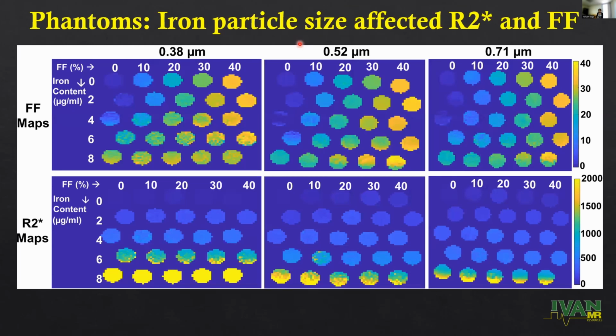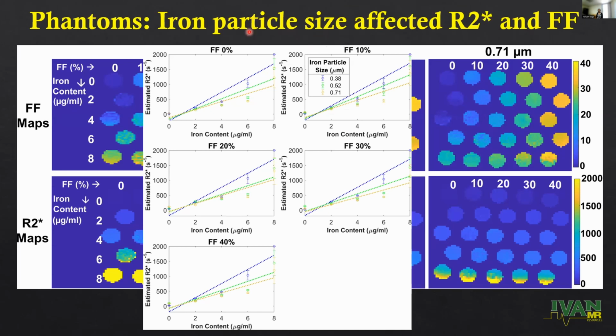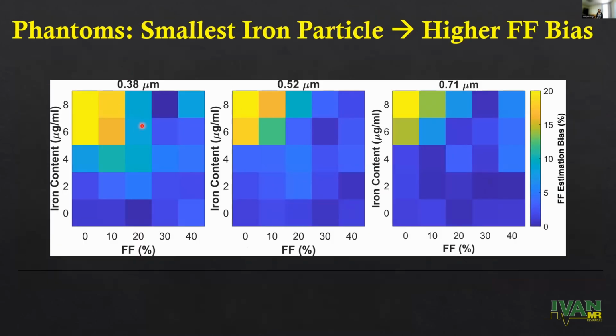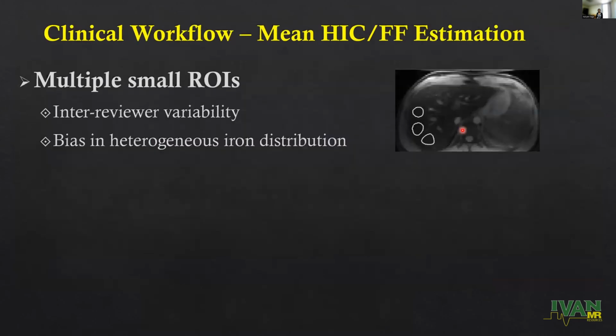And we also saw that the iron particle size affected R2 star and fat fraction. So I'll briefly go over it. What we observed is the smallest iron particle had high R2 star, even for the same iron content, which we thought was interesting. This is still work in progress, but it shows that the iron particle size would also affect R2 star and fat fraction quantification. And this is also showing that the smaller iron particles had more fat fraction bias compared to the larger iron particle size.